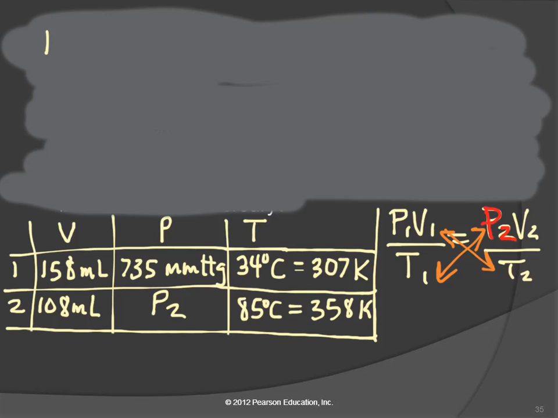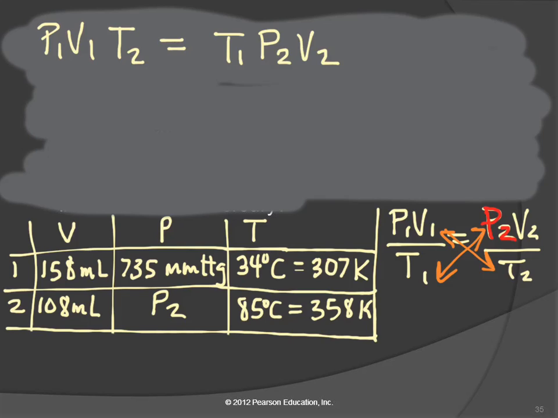So we end up with P1 V1 times T2, and that's equal to T1 P2 V2. When you're multiplying things, the order doesn't matter. Adding and subtracting, it matters. But if you wrote P2 V2 T1, it's exactly the same. But you have to have them on the right sides.